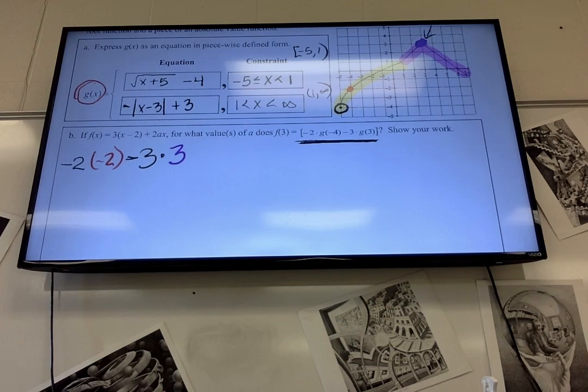Then we have to follow PEMDAS. I've got to multiply before we can add and subtract. So we have 4, negative 2 times negative 2, and then 3 times 3 is 9, so 4 minus 9, which is negative 5. So we need to find the values of a where, when I do f of 3, I get negative 5.